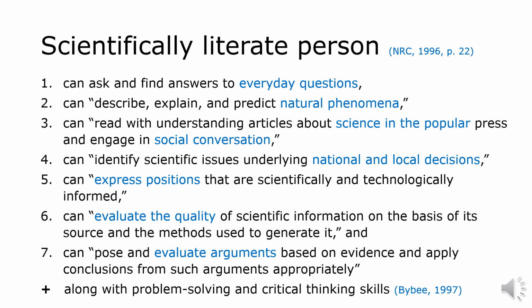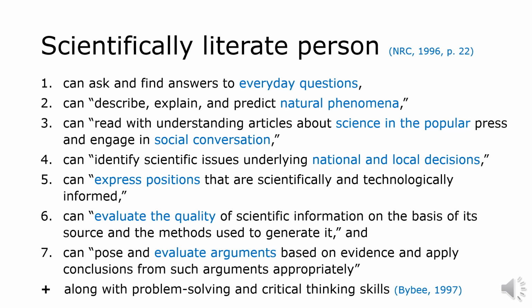The skill and the knowledge that people need to understand if they are scientifically literate is defined by the NRC, National Research Council, in 1996. So basically they have 7 knowledge and skills that they need to have. Number 1, a scientifically literate person can ask and find answers to everyday questions.